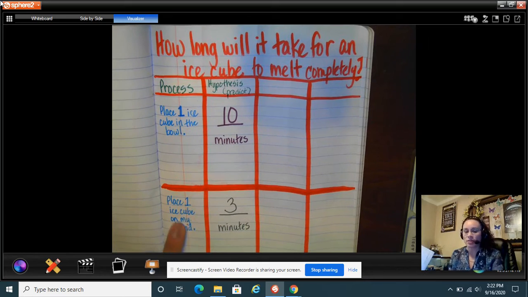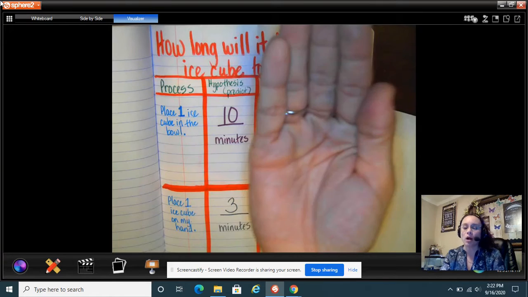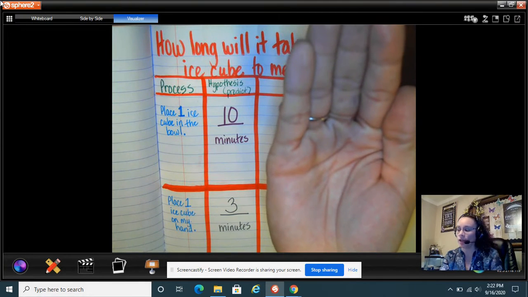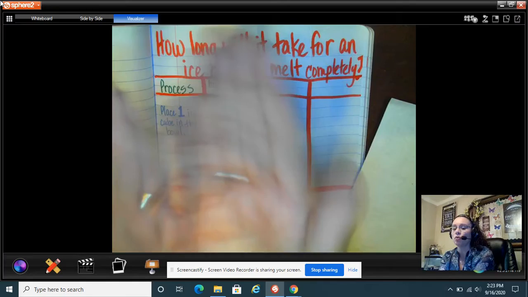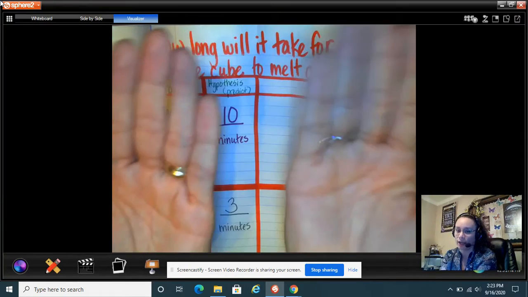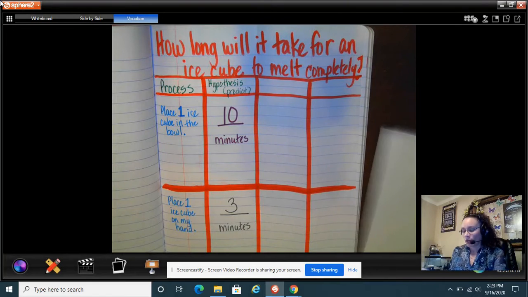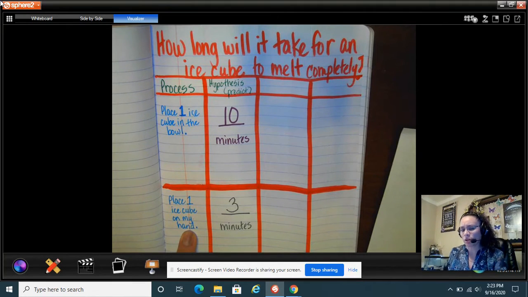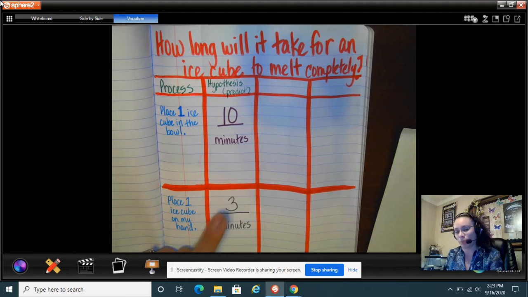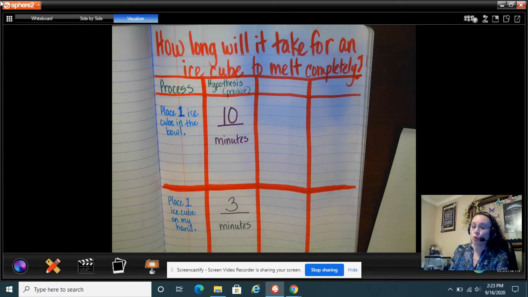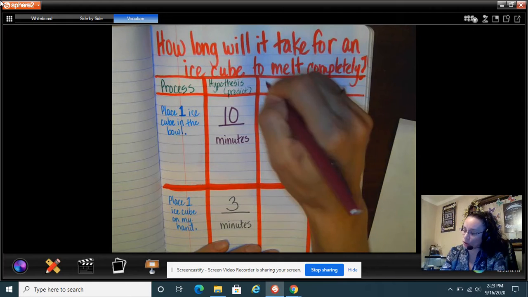Okay. The next process is place 1 cube on my hand. So you're going to place 1 cube on the palm of your hand, and yeah, it's going to be cold. Okay. And then you're going to move it over to the other hand because I know you're going to give this hand a rest, and then move it back and forth to make sure that you don't get too cold on one hand. Okay. So I asked, how long will it take for an ice cube to melt completely if I put 1 ice cube on my hand? I copied somebody's hypothesis. They told me 3 minutes. So I put 3 minutes. Okay. Then, when you're doing the experiment, you're going to make observations. So you're going to observe.